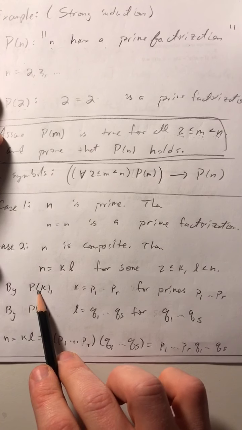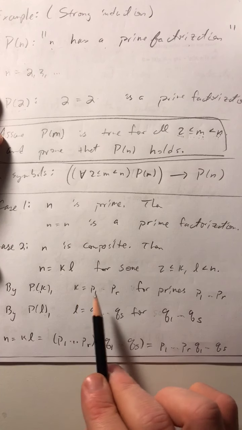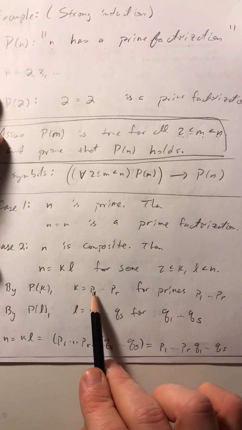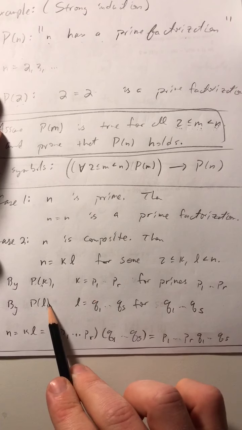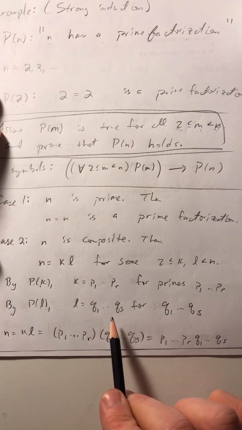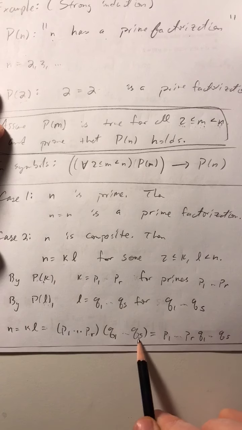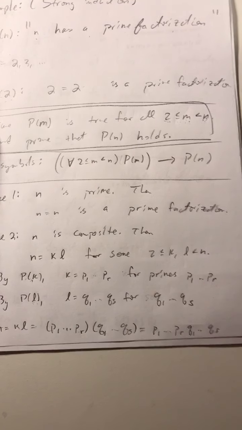If p of k is true, that means k has a prime factorization, so let's write out a prime factorization. So take k and write it as a product of primes. Here there might be just one prime, right? It could be p1 by itself. That's allowed. And if p of l is true, that means we can take l and write it as a product of some primes. Then n is k times l. K is this product of primes, L is this product of primes, so N is the product of all the P's and all the Q's.